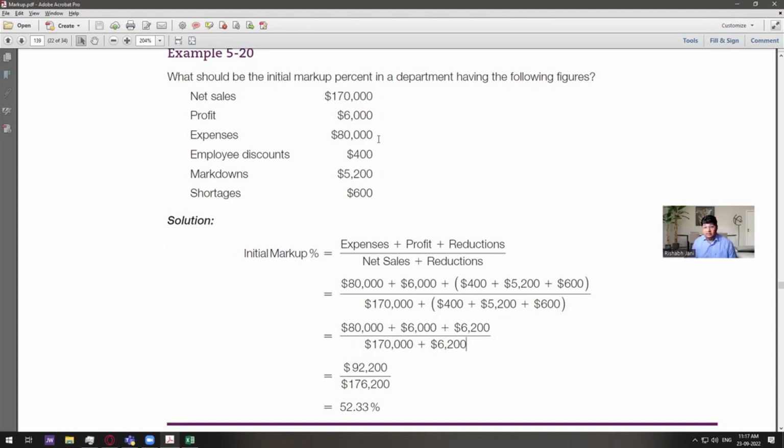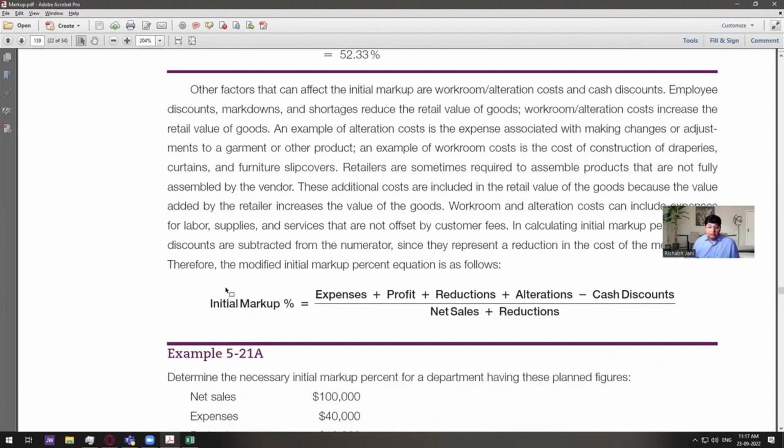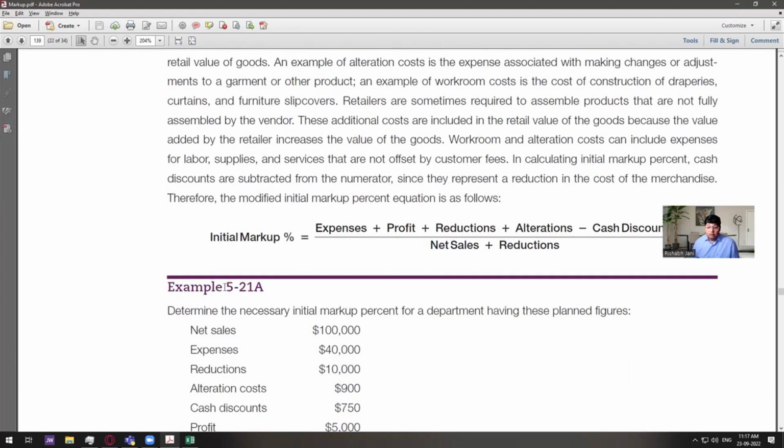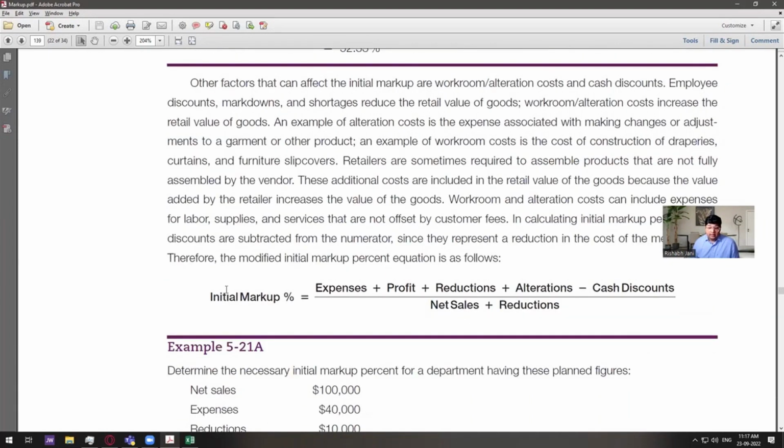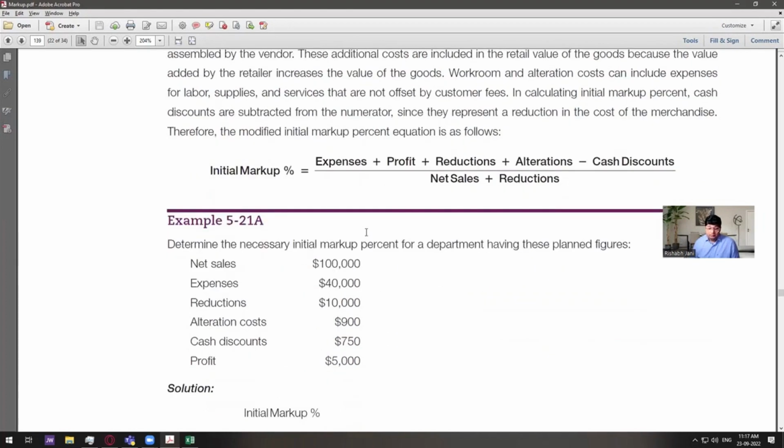That makes it 176,200. Divide the two up, 92,200 and 176,200, and you get 53.33%. Okay, so that's how you calculate initial markup. Now, two additional factors that can be added are alterations and cash discounts.